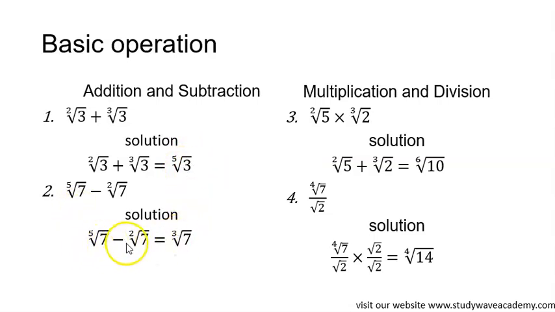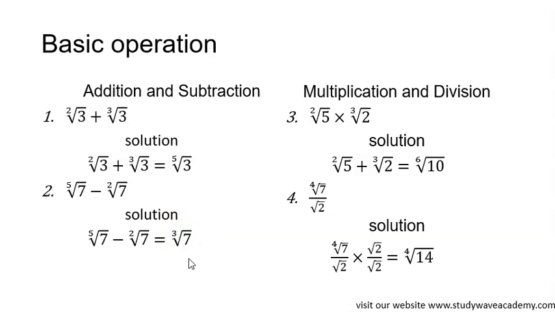Now, let's look at subtraction. We have here 5 root 7 minus 2 root 7. The same way as with addition, the radicands are already the same, so you subtract the coefficients. So 5 minus 2 is going to give us 3, so we have 3 root 7 as our answer.